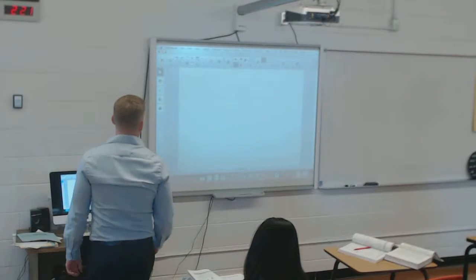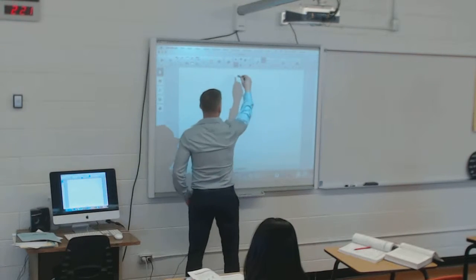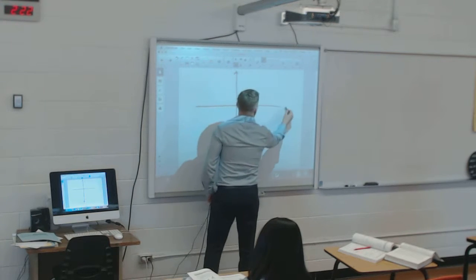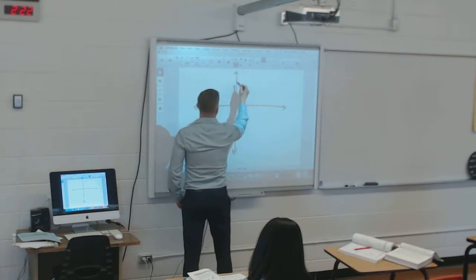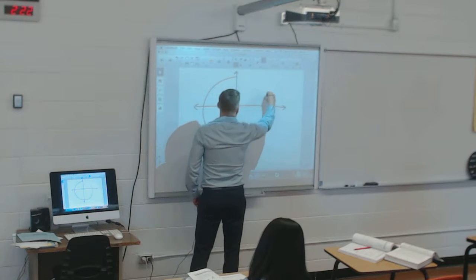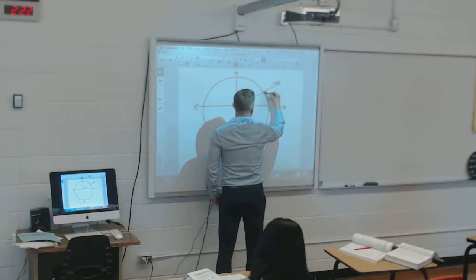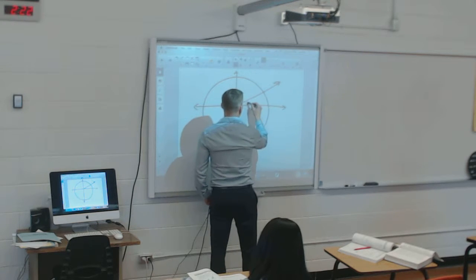First thing I want to do is start in that first quadrant again. Yeah, you should take out your circle. It should be inside that book, right? So I just want to work through this again.